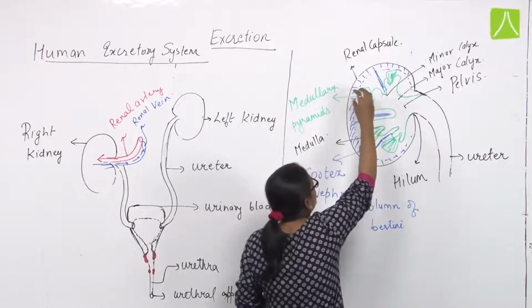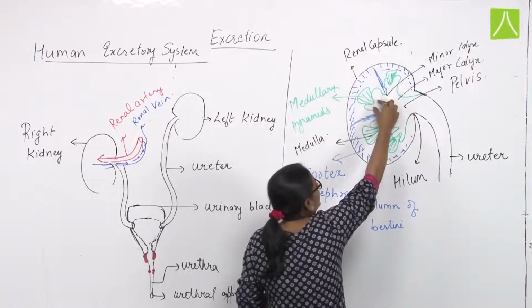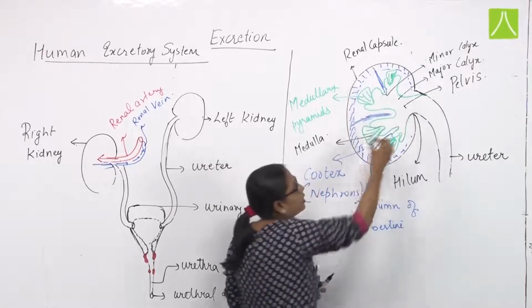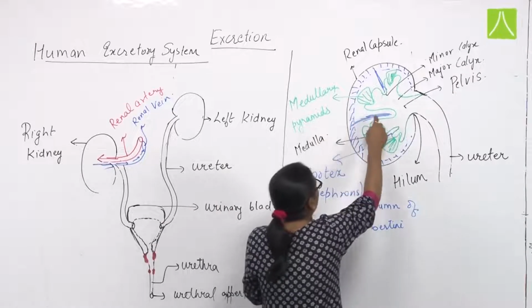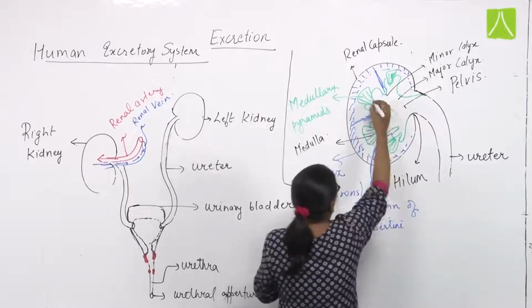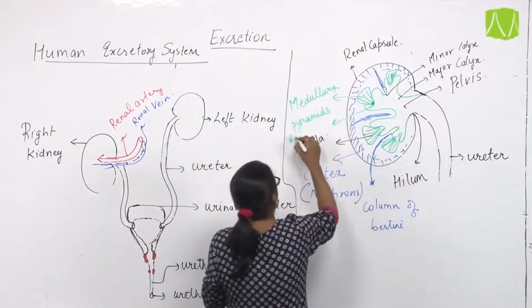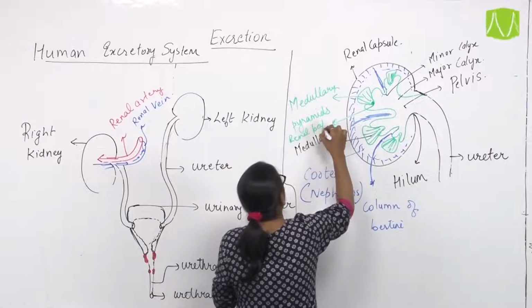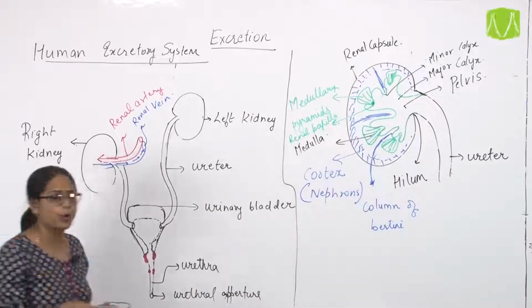Now the central medullary region divides into certain projections known as medullary pyramids. This medullary pyramid has one end broad and its other end very short, or you can say it's conical in shape. This medullary pyramid opens at a particular point known as renal papilla. This is known as renal papilla, at which the medullary pyramid opens up.